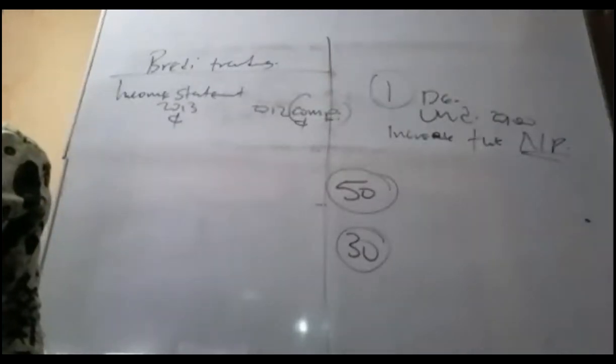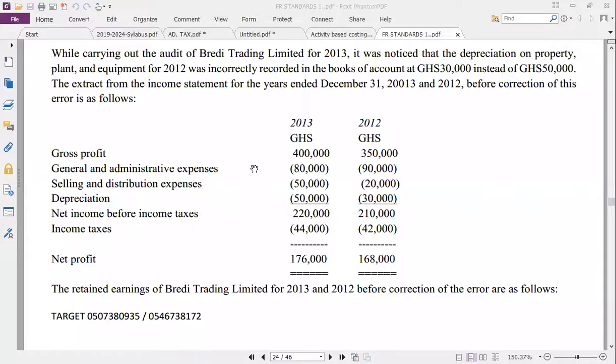So now let's go and copy all the other items. It means that in this question, gross profit will not be affected. General admin will not be affected. Selling and distribution will not be affected. Only depreciation will be affected, and then the net income before tax. So you have to write all those that will not be affected. The gross profit happened to be 400. Let me copy those that will not be affected on the board.